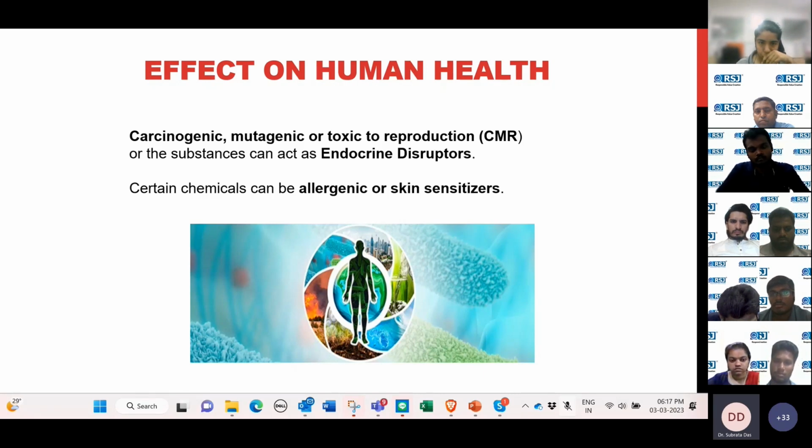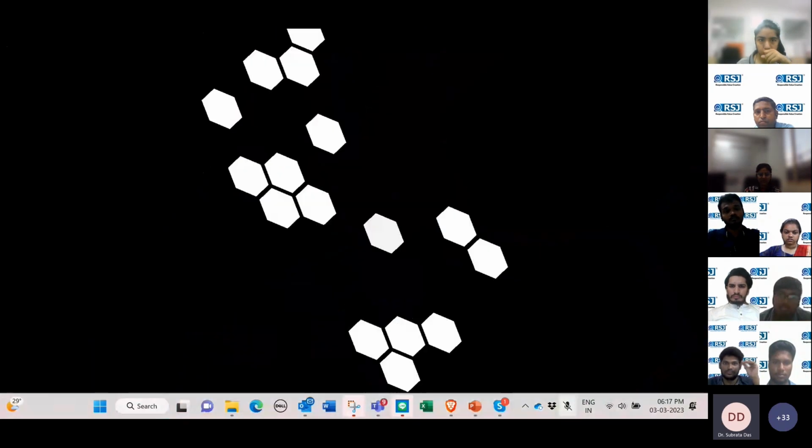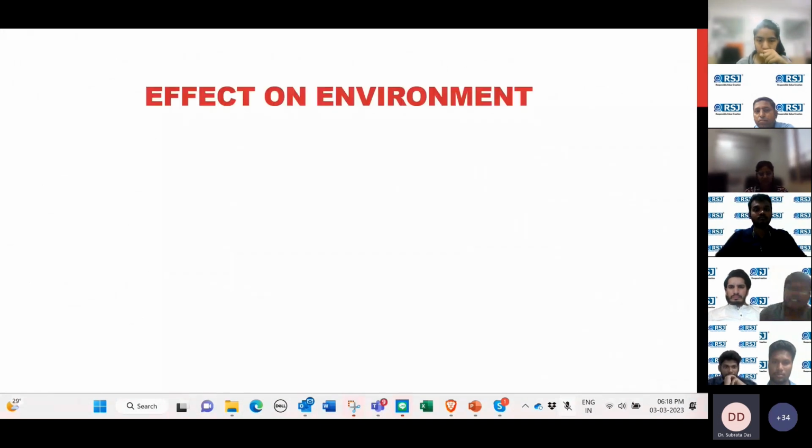These particular substances are in general carcinogenic in nature, mutagenic in nature, or toxic to reproduction, so CMR. Substances can also act as endocrine disruptors. These are also allergenic or skin sensitizers. So one has to be very, very careful while processing children's garments, because we cannot produce such kinds of products which can cause human health and environmental issues.